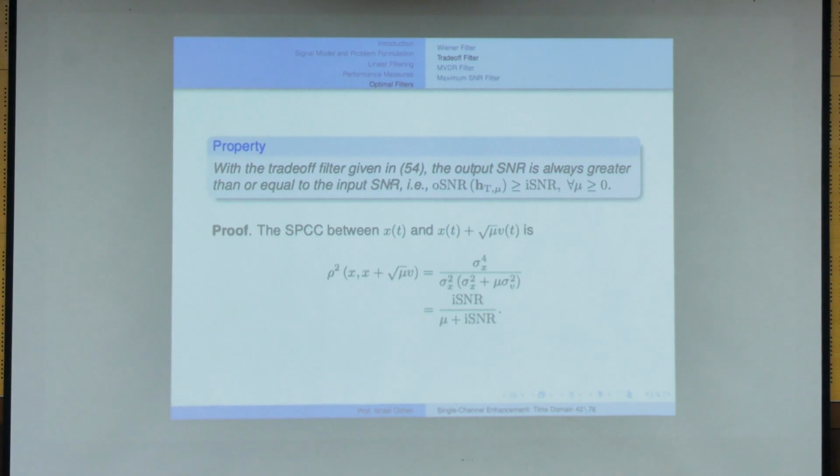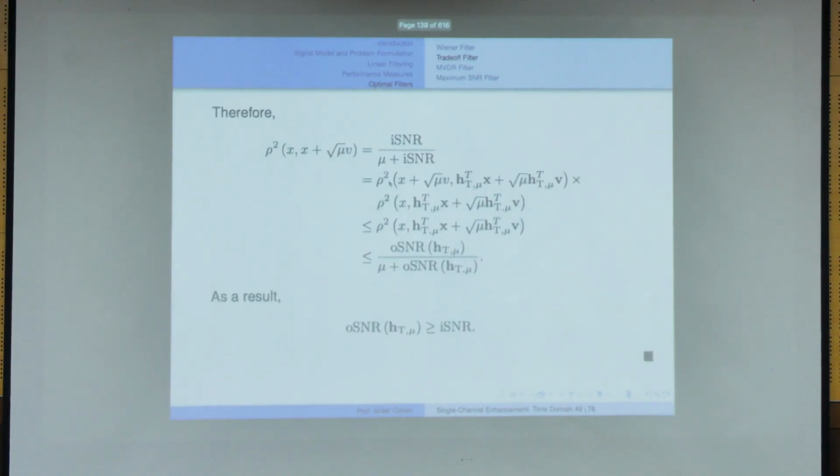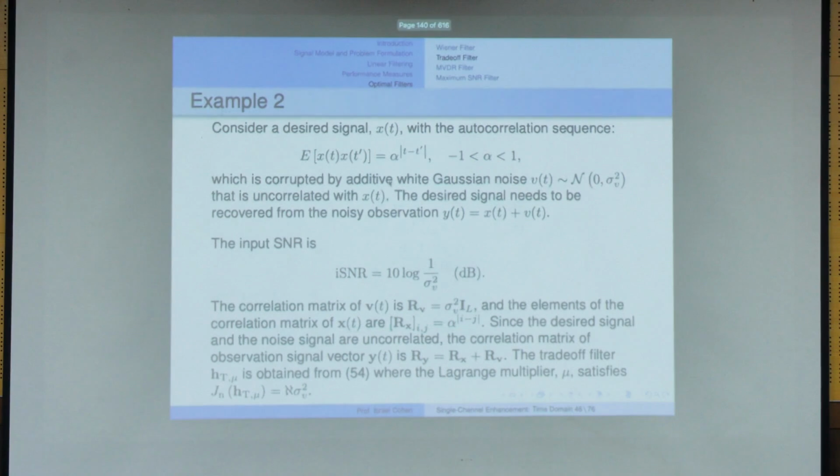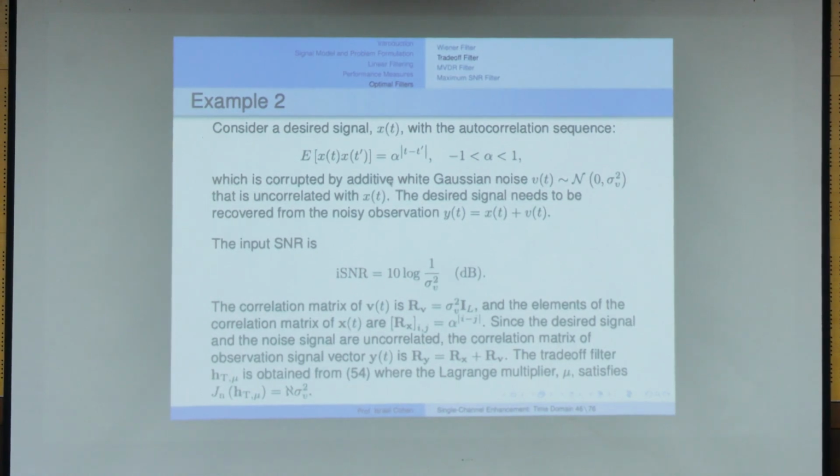By the way, it depends on the model, okay? So for this model that y equals x plus v, and obtaining the trade-off filter, we have this result. But it's not so obvious, okay? You need to check and prove it. So the proof is here. But it's nice to know that the output SNR is increasing, even for any trade-off filter with any parameter mu. Now let's talk about an example. An example will make things even clearer.